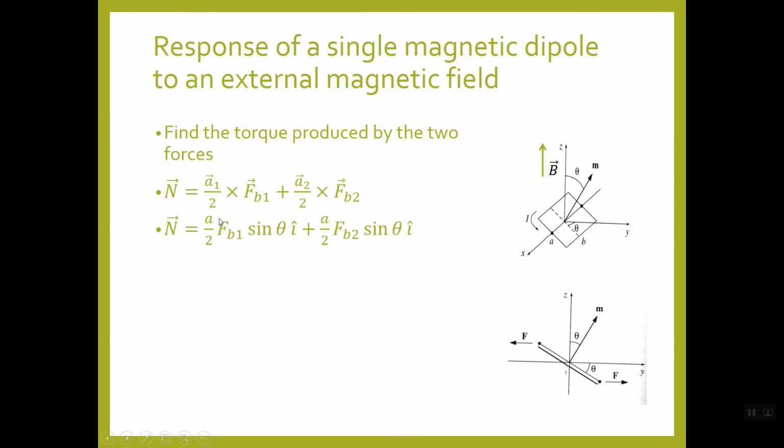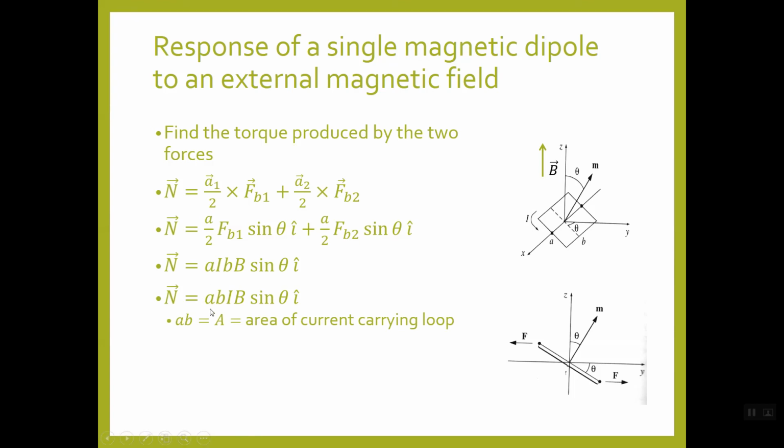So if I do the right-hand rule, both of these torques are going to be in the x direction. I'll do the right-hand rule visually in class if you don't see that. And then the magnitude is A over 2 times the magnetic force on B times sine theta. I can add those two up. They're both in the i hat direction. So I get A, the length, I, current, B, the other length, B, magnetic field, sine theta. Theta is this angle here between the magnetic field and the magnetic dipole moment.